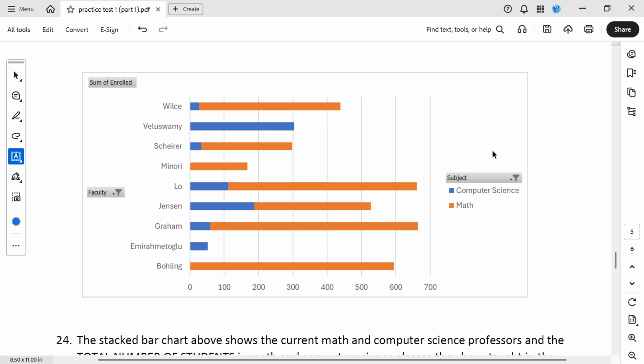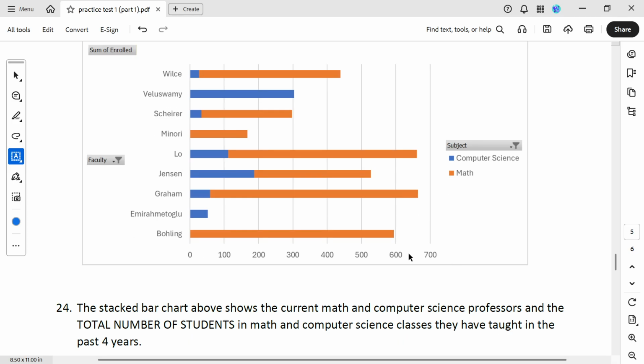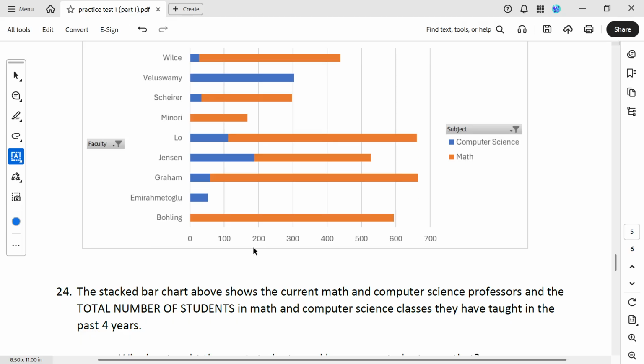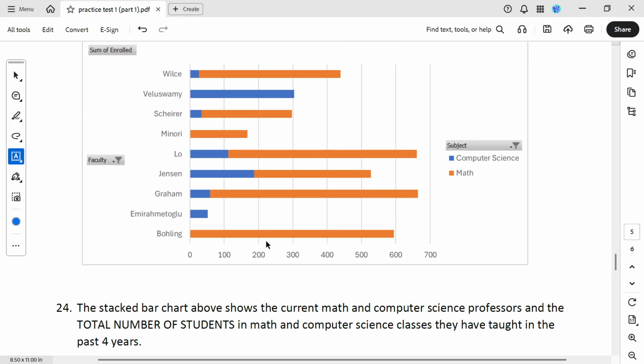Okay, and then this chart is actually different. This is not sections anymore. If you look at these numbers down here, this is total number of students. So every student that these professors have taught in the past 4 years, and then they're classified according to whether they had that student in a CS class or a math class. Okay, so who has taught the most students and how many students was it?